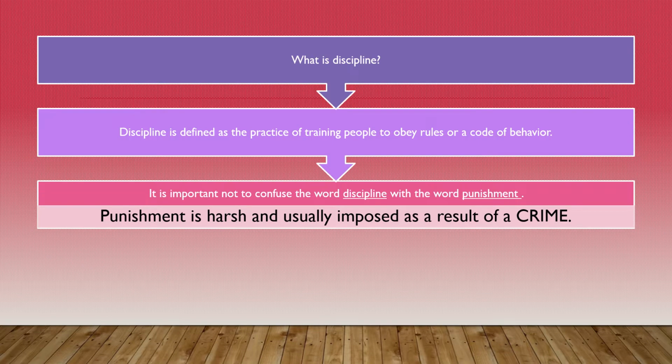Between discipline and punishment. What is discipline? Discipline is defined as the practice of training people to obey rules or a code of behavior. It is important that we don't confuse the word discipline with the word punishment. People are punished harshly, and that's usually due to a crime or something that they've done that's really bad. Rarely do I see a child do something that deserves harsh punishment.